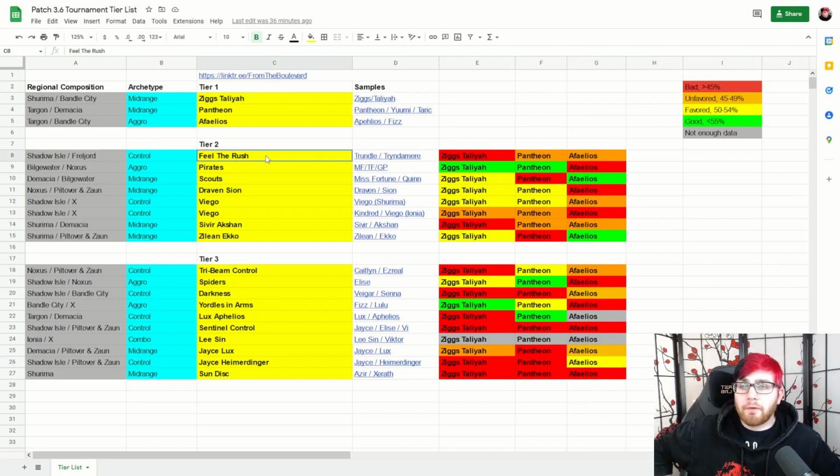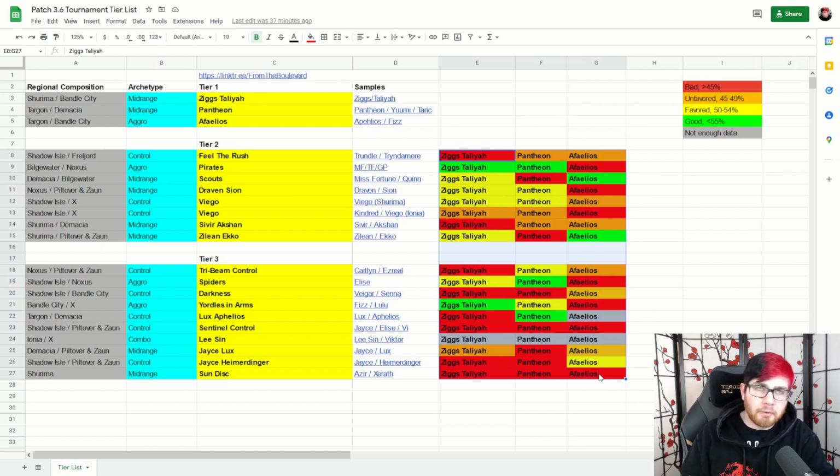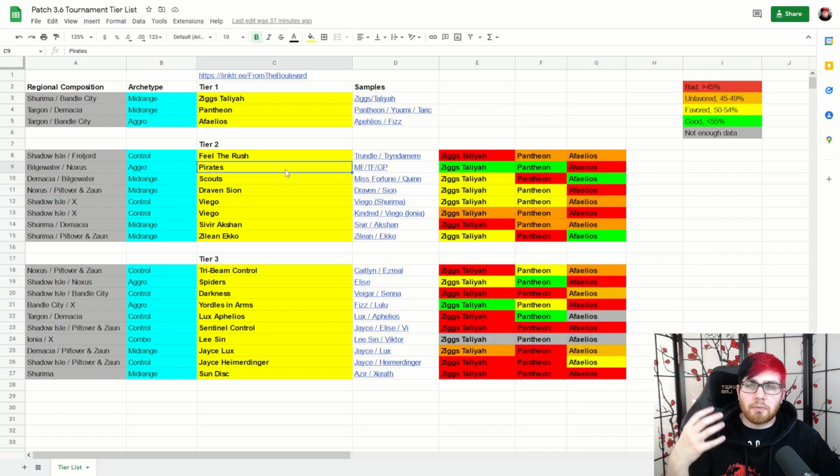So, for example, Field of Rush, great ladder deck, bad into Zyxtalia, sub 45% win rate into Zyxtalia, and then unfavored, which means 45 to 49%, into Pantheon and Aphelios. And this is probably what you want to be looking at, not only when you are building your lineup from the ground up, but also if you're just looking for a third deck to throw in there. And something that I really value right now, something that I'm pretty big on, is just playing pirates in your lineup. You don't have to be triple aggro.